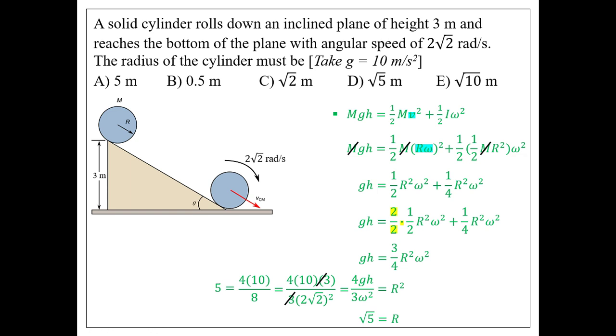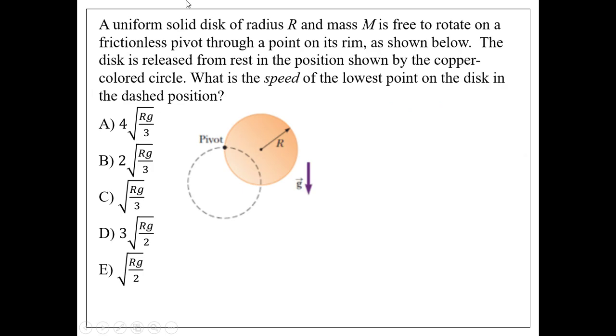All right. Last but not least, in this particular video, here you have a uniform solid disk. It's being dropped essentially at this particular position. All right, and it wants us to find what is the speed of the lowest point on the disk in the dashed position. So to help you visualize this, it says the lowest point. So the lowest point once this particular disk swings down is at the bottom there, and it's going to be moving in this particular direction. So I'm just going to call that v. So it wants us to find that v.